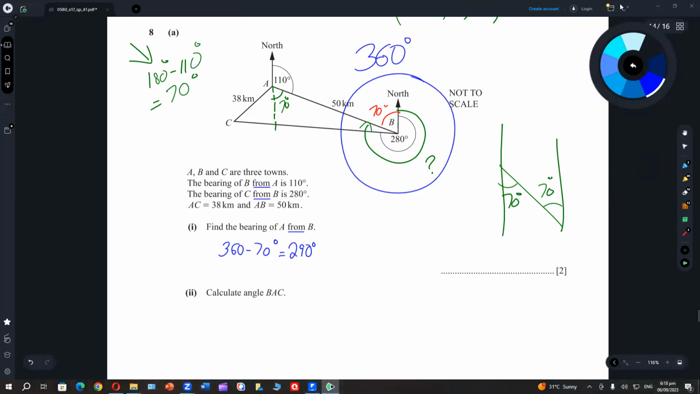I'm going to rub this out for my next part, and you should note down whatever you want, but it should be pencil work.